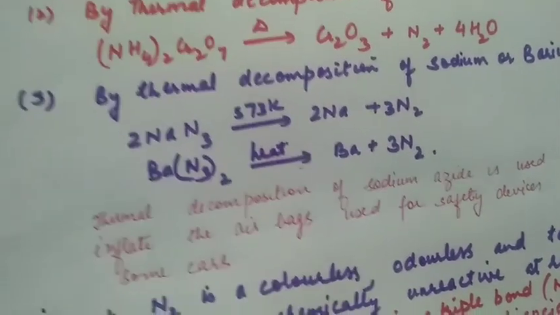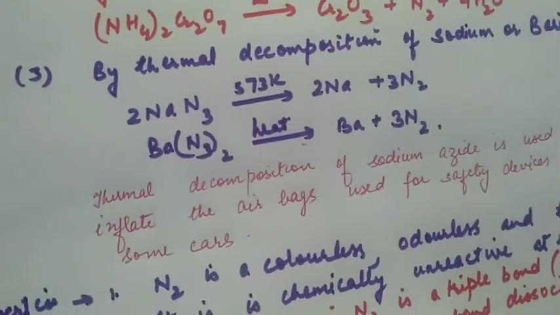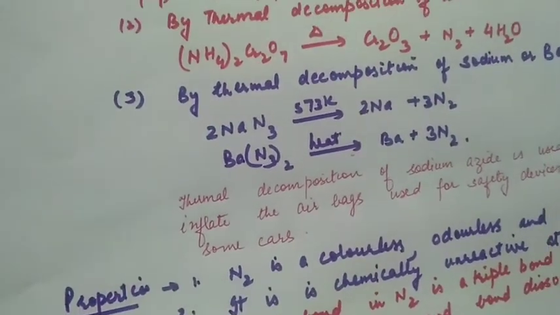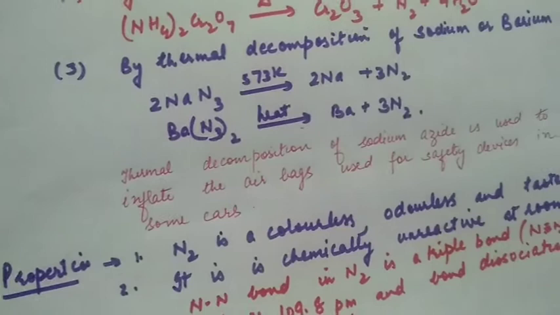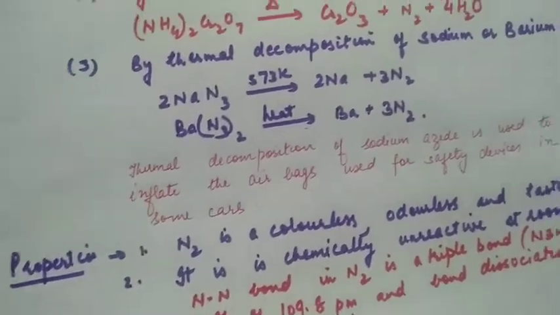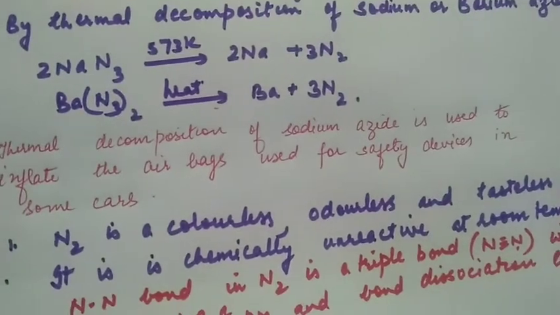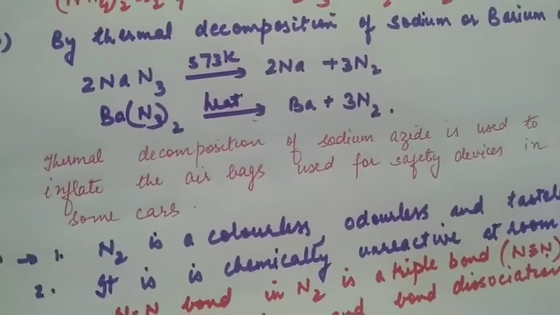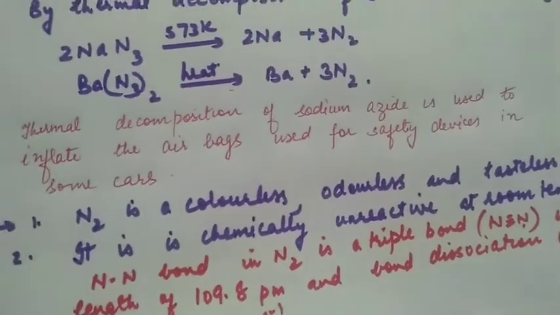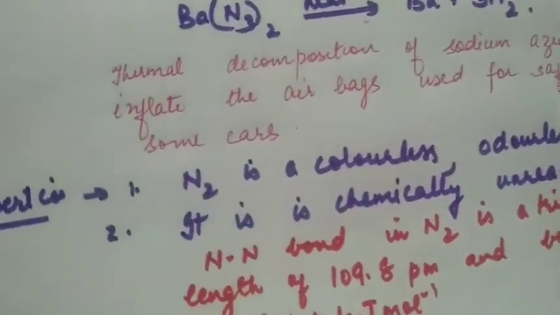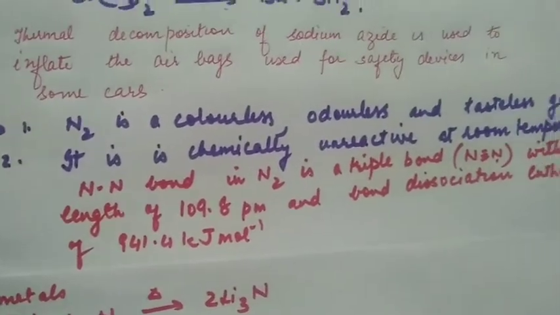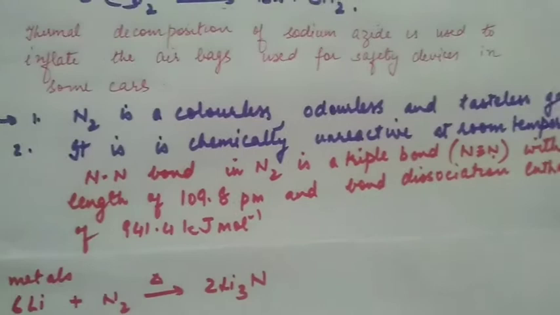NaN3 on heating at 573 Kelvin forms sodium and nitrogen gas. Similarly, barium azide also gives nitrogen gas. This reaction is important. Thermal decomposition of sodium azide is used to inflate the airbags used as safety devices in some cars. Properties of nitrogen. Nitrogen is a colorless, odorless, and tasteless gas.